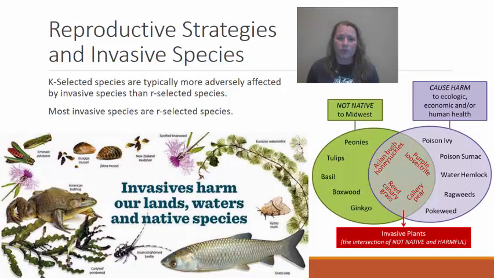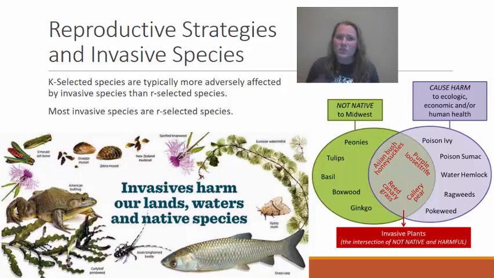I also want to talk briefly about the way these reproductive strategies are related to invasive species. Now, invasive species tend to be R-selected, and that's because in order to be a successful invasive species, that species needs to produce a lot of offspring to take over in that particular location. Now, just to refresh your memory, an invasive species is something that is not native to a particular location and causes some type of harm.